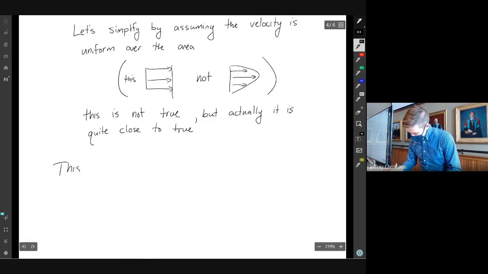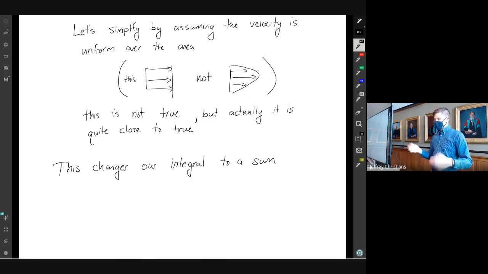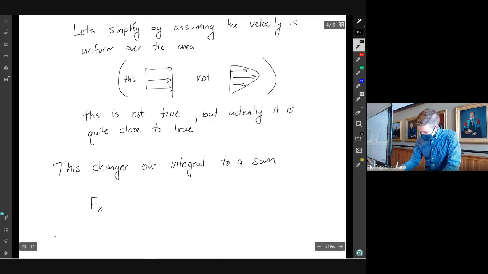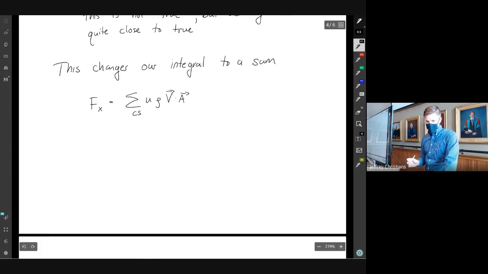That changes our integral to a sum, so we no longer have to integrate. Then our equation is the sum over the control surfaces of u rho v dot A. Okay, and this becomes a relatively easy thing to solve.